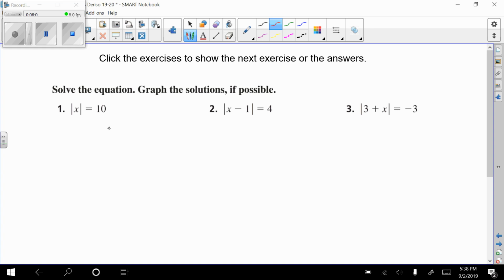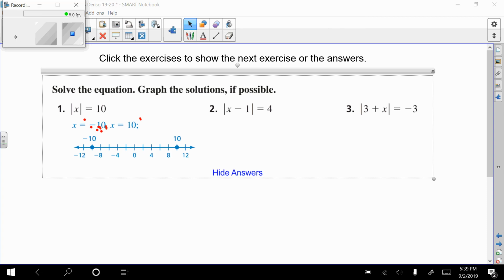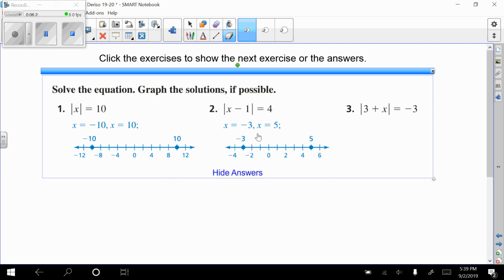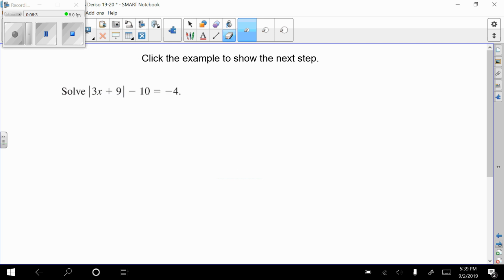Here are your answers. In the first case, for number 1, x equals -10 and +10. I was trying to get it to work, so that's why there's red dots all over. In the second case, we have x equals -3 or x equals 5. And in the last case, we have no solutions. There are no solutions to this one. Let's go to the next slide.